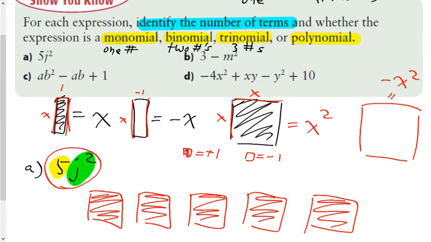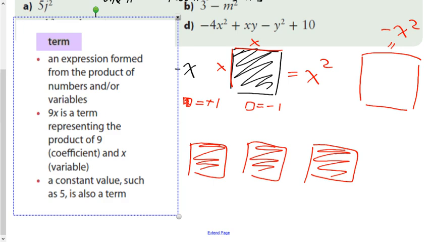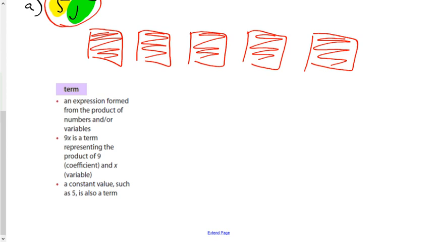And a term is going to be, well, in order to define a term, here's how we're going to define it. You can copy this down right from the book. A term is an expression formed from the product of numbers and/or variables. So a term is going to be defined as an expression, you're writing this in your notes, from the product of numbers and/or variables.